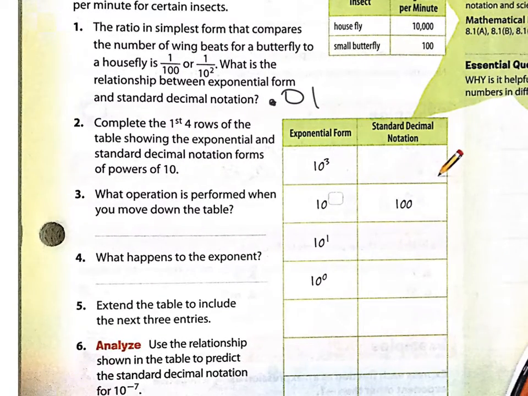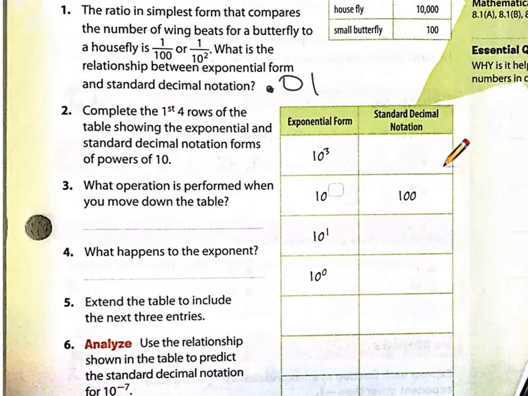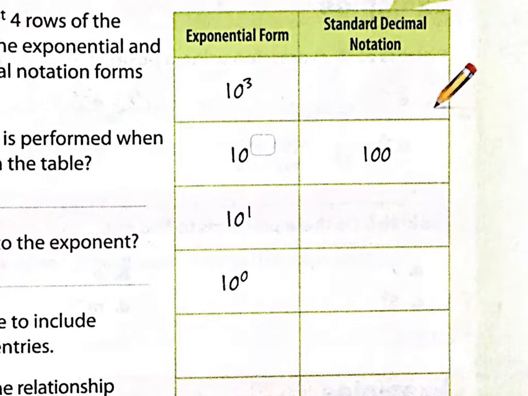So it says complete the first 4 rows of the table showing the exponential and standard decimal notation forms of powers of 10. Basically it's just saying complete these first 4 rows right here. So 10 to the third power, what does that give us? 10 times 10 times 10. 300? Oh, 1,000.